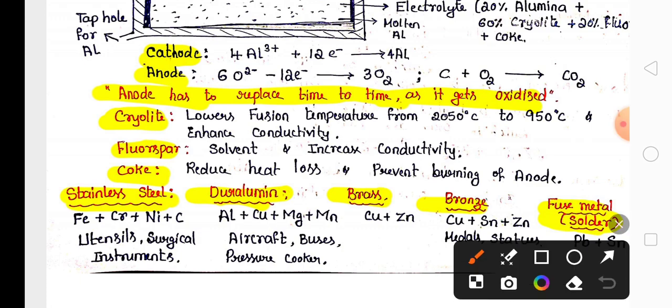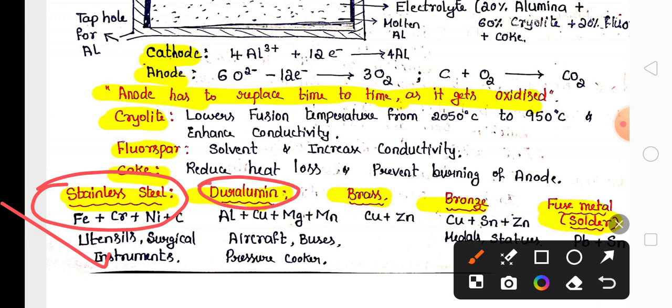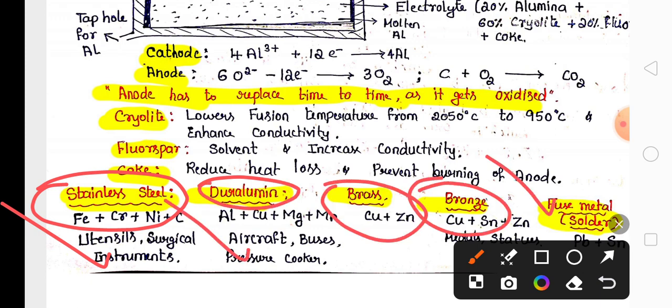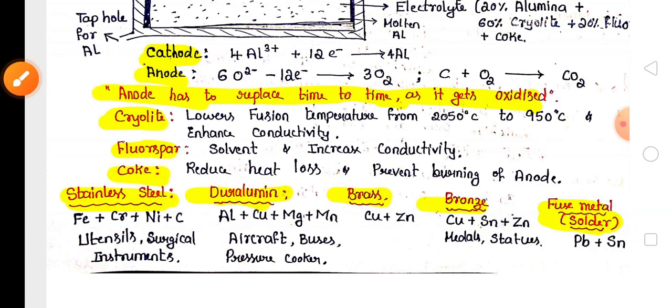At the end of this chapter, remember about alloys, especially stainless steel composition, duralumin composition, brass composition, bronze composition, and fused metal solder composition.